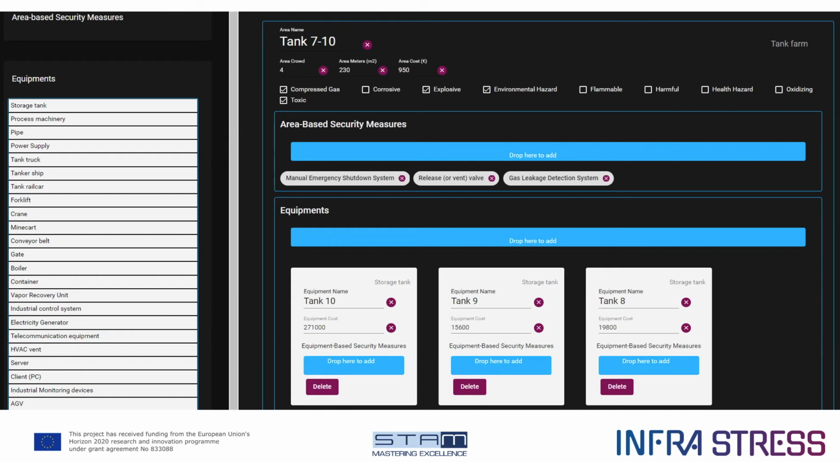Also, for each equipment, it is necessary to add the security measures and the economic value to be used to compute the economic losses in case of an attack or an incident.